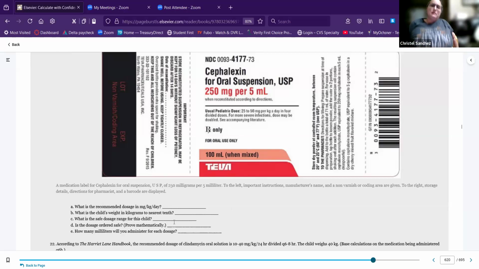Now, on your label, where is the safe dose range? Give me 1 second.